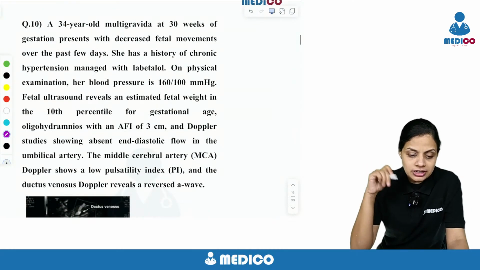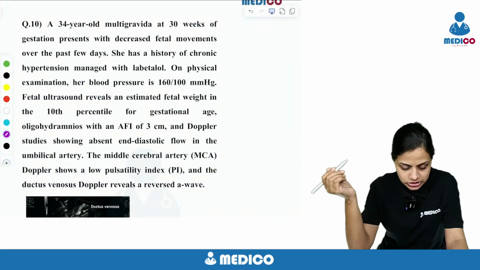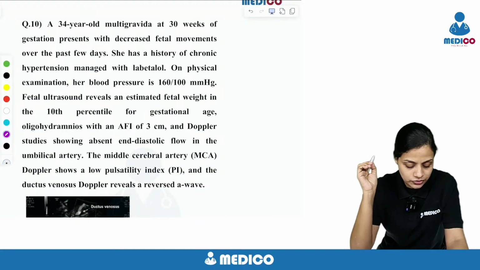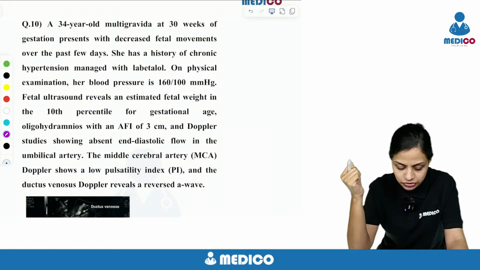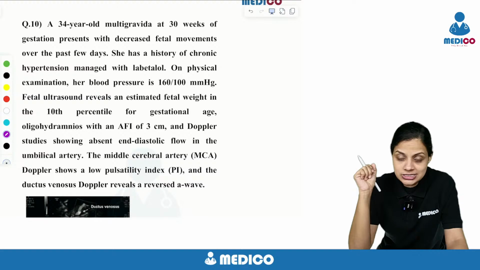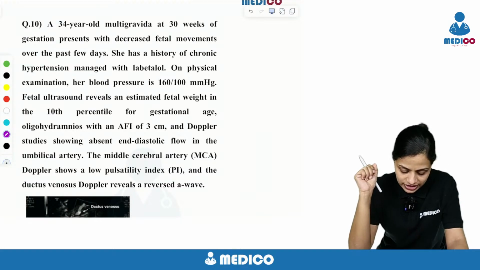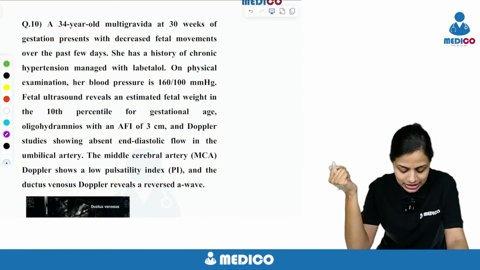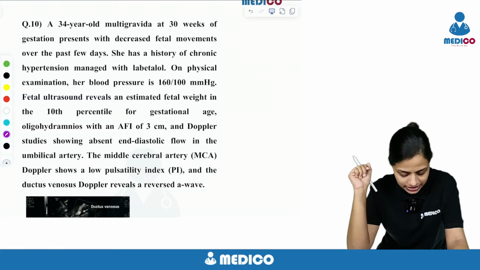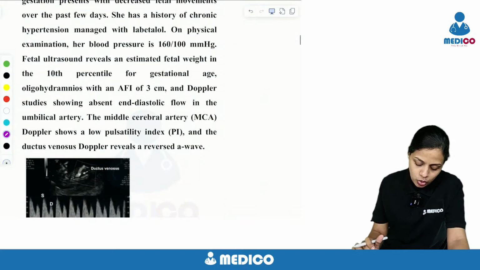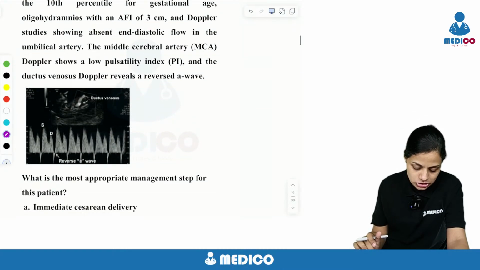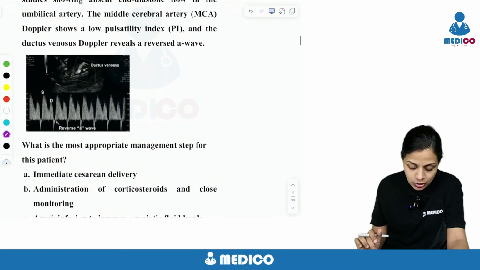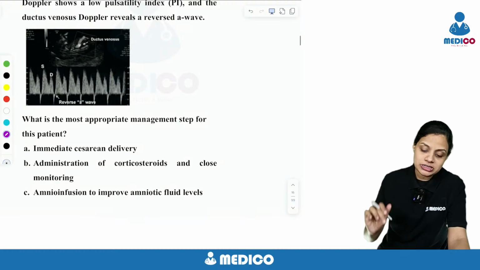Next question. A 34-year-old multigravida, 30 weeks of gestation, presents with decreased fetal movements of the past few days. She has a history of chronic hypertension managed with labetalol. On physical examination, her BP is 160 over 100. Fetal ultrasound reveals an estimated fetal weight in the 10th centile for gestational age, oligohydramnios with an AFI of 3 centimeters, Doppler studies showing absent end diastolic flow in the umbilical artery. MCA Doppler shows a low pulsatility index, and the ductus venosus Doppler shows a reversed A wave. What is the most appropriate management?